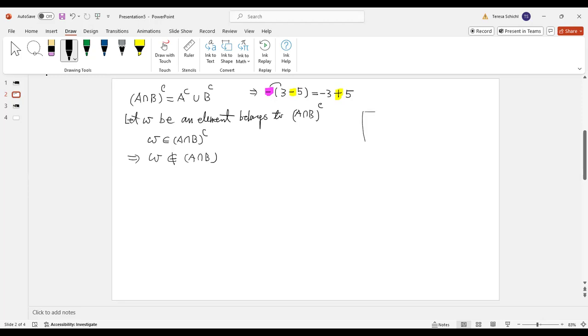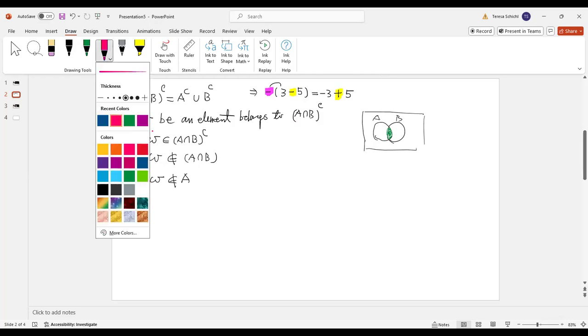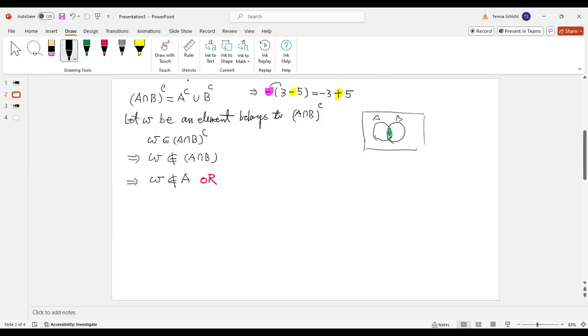If we use a simple Venn diagram, this is A, this is B, right? This little green area is A intersect B, but I'm in the complement of A intersect B. That means W is not included in this green intersection region. Now, because W is not inside here, W could be where? That means W is maybe not in A, or W is not in B.